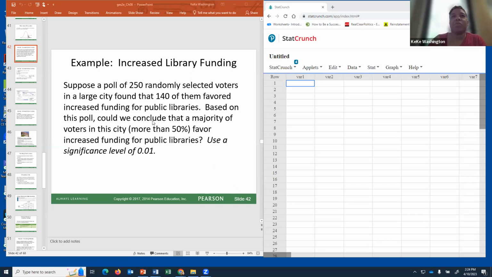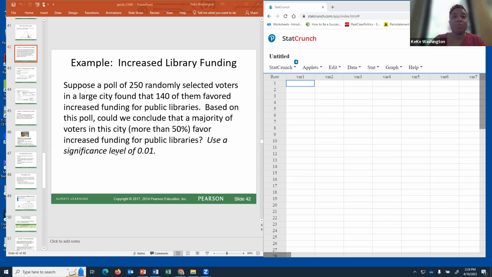And let's take a look at the example from our PowerPoint, which says, suppose a poll of 250 randomly selected voters in a large city found that 140 of them favored increased funding for public libraries. Based on this poll, could we conclude that a majority of voters in this city favor increased funding for public libraries? Let's use a significance level of 0.01.